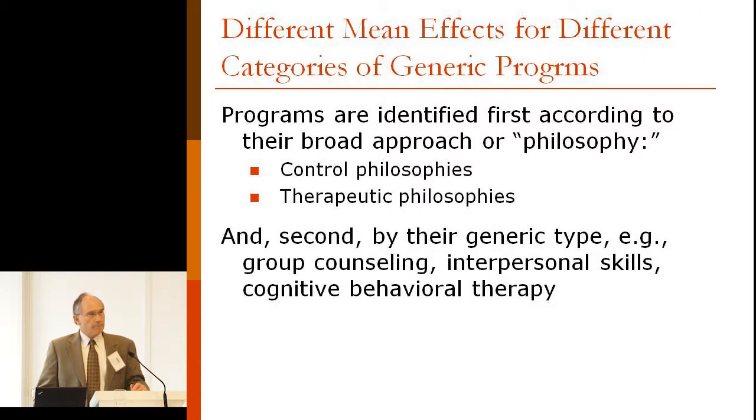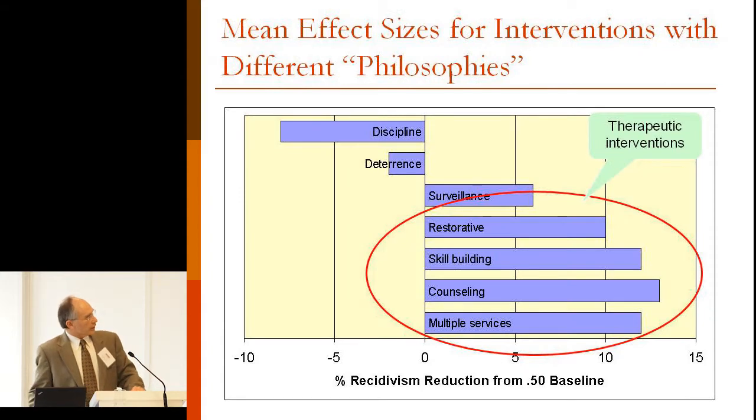characteristics. If we first sort this evidence according to the type of program, we find, not surprisingly, quite different average effects for different approaches. We've struggled over the years on how to categorize these programs because they all have multiple elements. Generally now we're differentiating broad philosophies, what we call the control philosophies and the therapeutic philosophies, and then drilling down within those into different program types. Looks something like this.